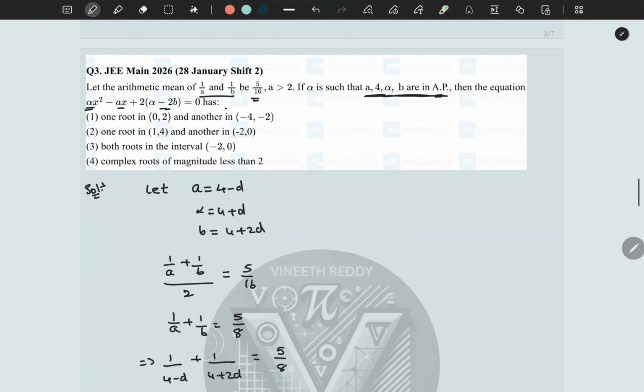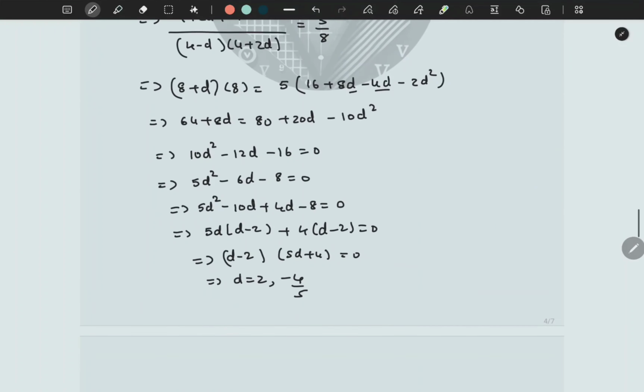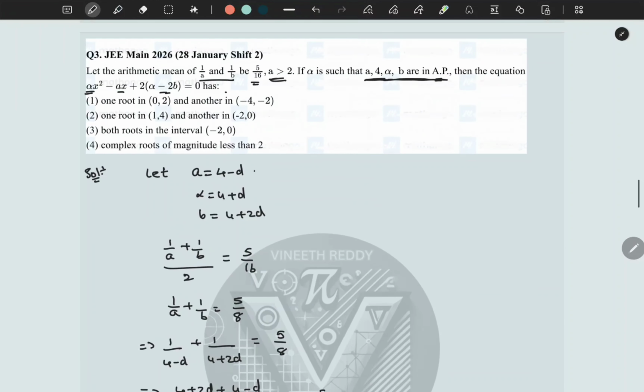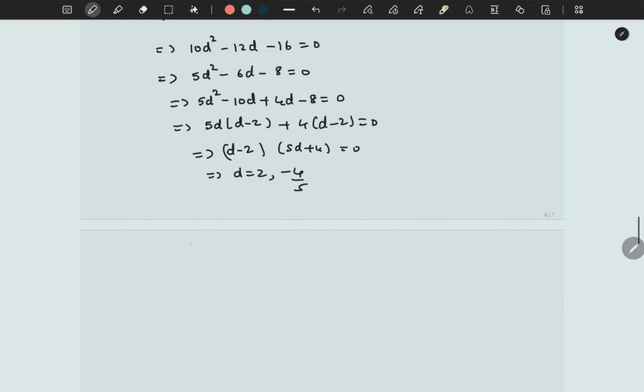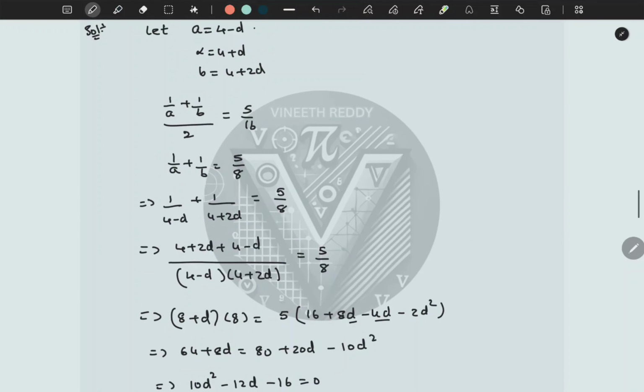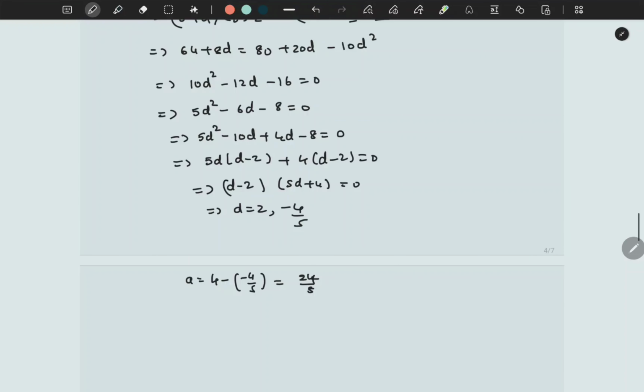So dear students, the question is telling us that the value of a is greater than 2. If d is 2, a will be 2. So that means d cannot be 2, d is simply minus 4 by 5. So a will be 4 minus of minus 4 by 5. So I guess we get 20 plus 4, 24 by 5. I guess we are correct, right?